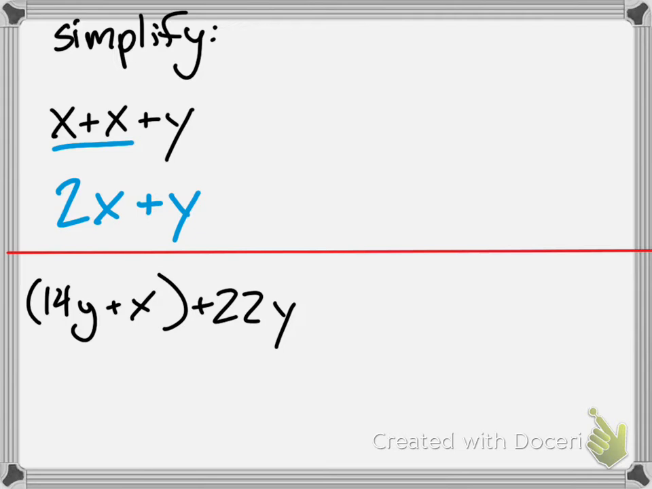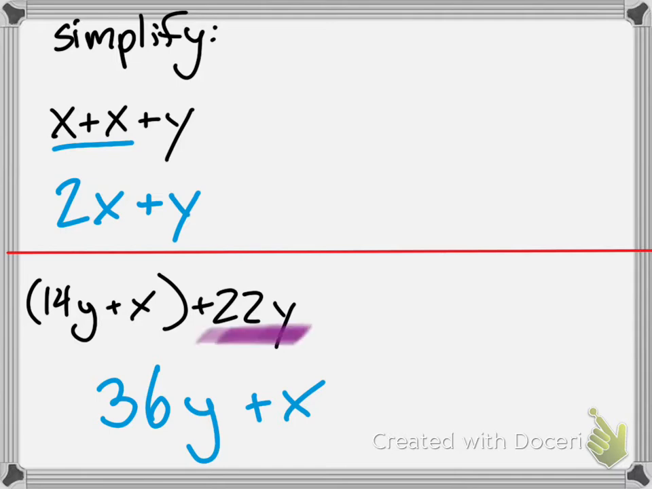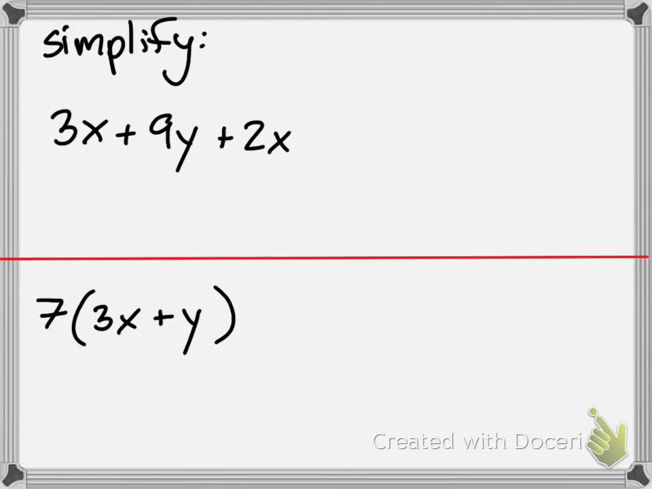Alina, what did you get as your answer? I got 36y plus x. 36y plus x. She is correct. I can combine that and that. I can combine my y's together. And then there's nothing I can combine my x with. So my x just stays as a normal x. 22 plus 14 is 36. And that y stays the same.